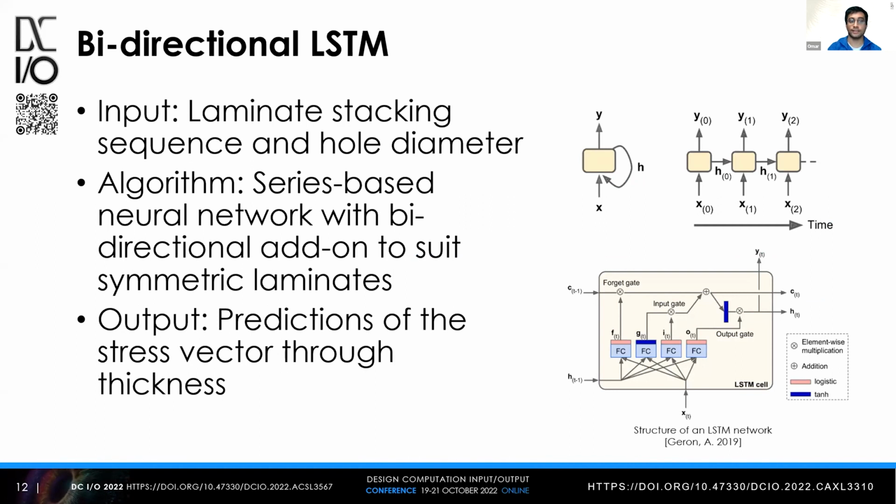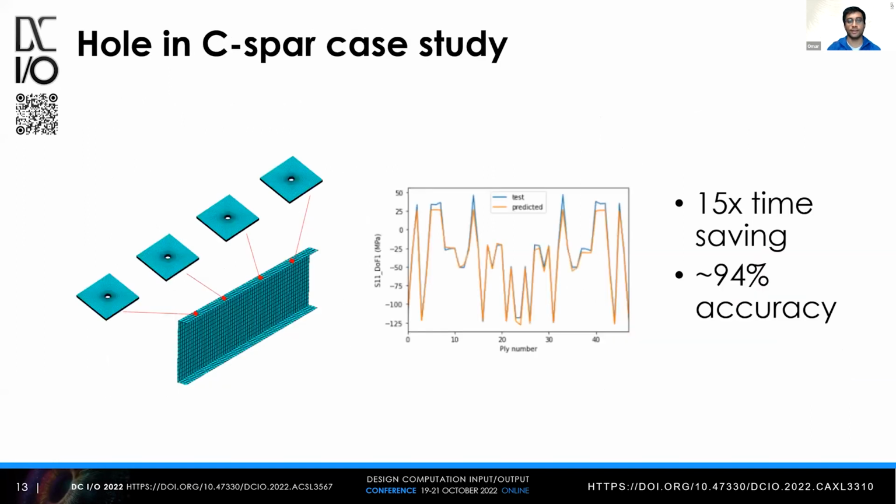Our input is the laminate stacking sequence. So we have a sequence-to-sequence problem, which we can address using long short-term memory neural networks. These neural networks are designed for such issues, and we can use these to predict the stress vectors through the thickness.